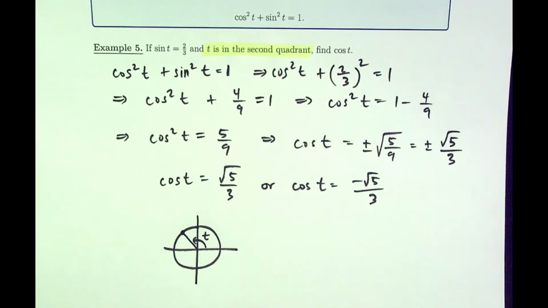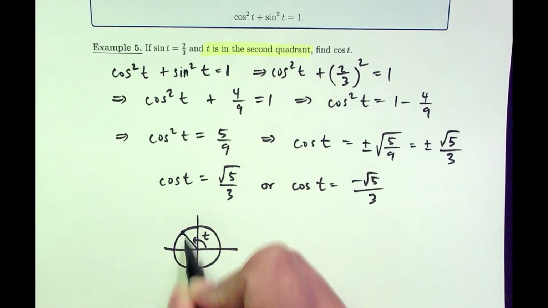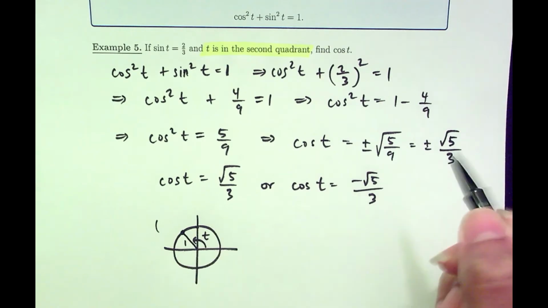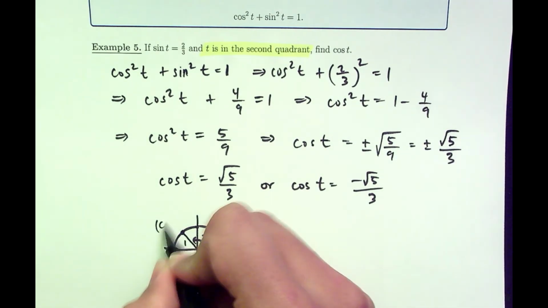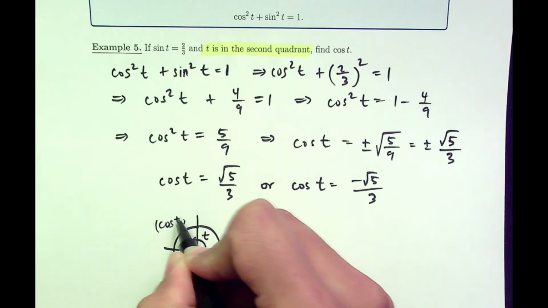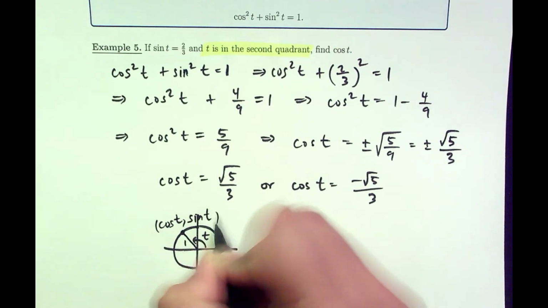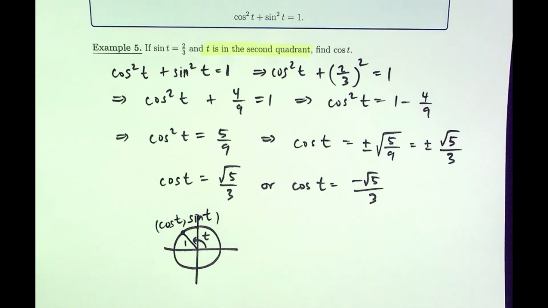So t is in the second quadrant, somewhere there. Now, the coordinates of this point, this is a unit circle, so that radius is 1. The coordinates of this point, we know what they are. The coordinates of this point are the cosine of t and the sine of t. So the coordinates are x and y, but the x is a cosine and the y is a sine.